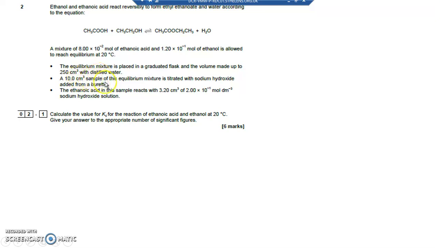A 10 centimeter cubed sample of the equilibrium mixture is titrated with sodium hydroxide. The ethanoic acid in this sample reacts with 3.2 centimeters cubed of 2 times 10 to the minus 1 moles of sodium hydroxide. So the very first step before we start unraveling this is that I've got a volume and a concentration of sodium hydroxide. So first of all we need to work out moles. We wouldn't be given a volume and concentration unless we needed to work out moles.